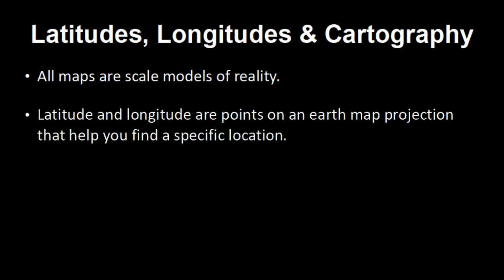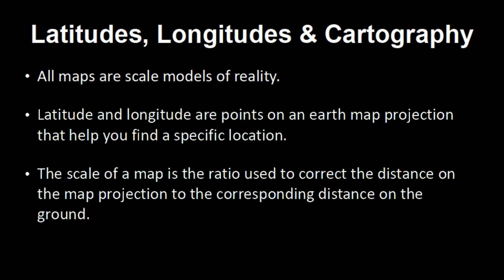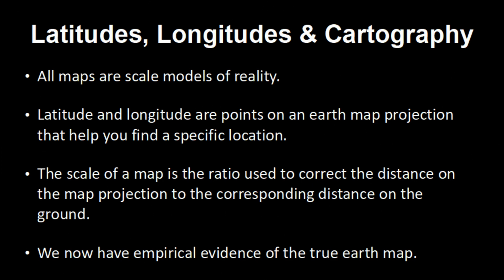Core axioms. All maps are scale models of reality. Latitude and longitude are points on an Earth map projection that help you find a specific location. The scale of a map is the ratio used to correct the distance on the map projection to the corresponding distance on the ground. We now have empirical evidence of the true Earth map.